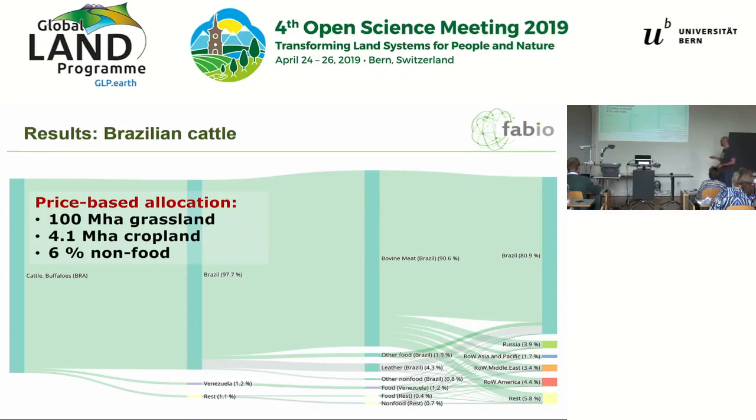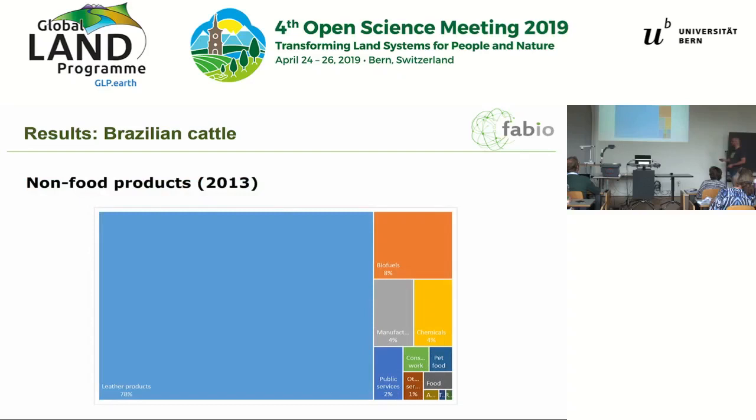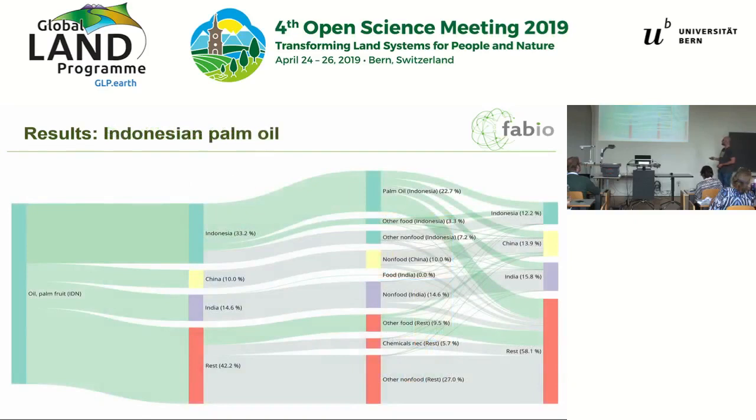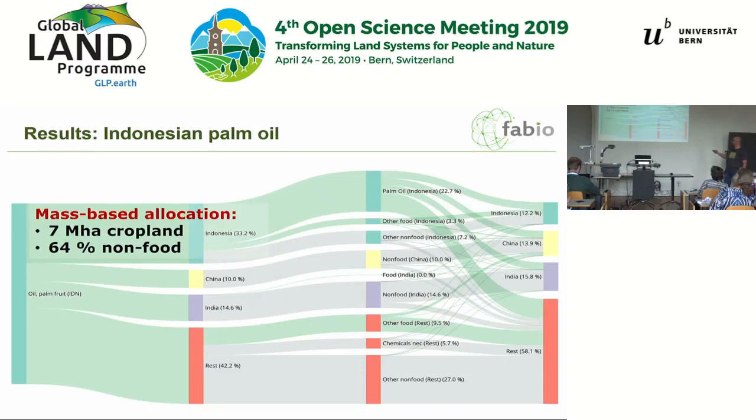Then here we see, just for the non-food products, that leather is, of course, the biggest, followed by biofuels, all kinds of manufacturing products, other chemical products, and so on. I have to speed up. Time is up. I added results on Indonesian palm oil here. I have to skip that, but I found it interesting because here the non-food part, of course, is much larger. It's 64%.